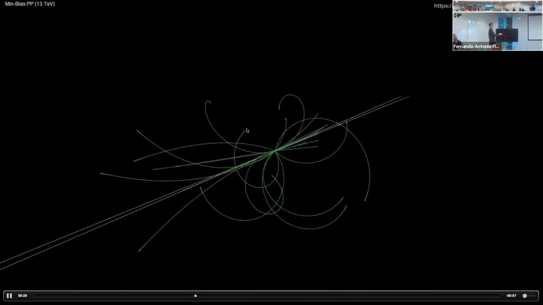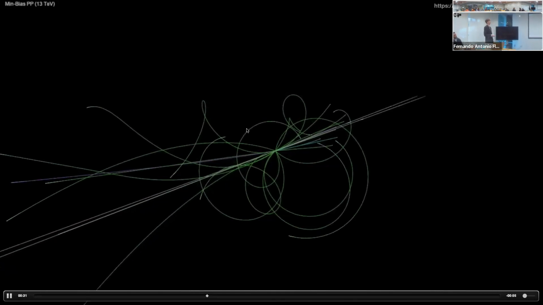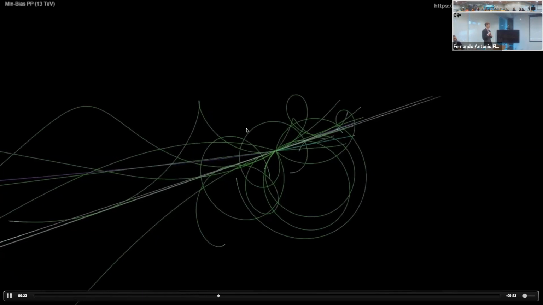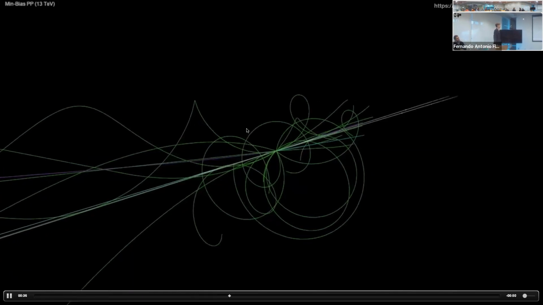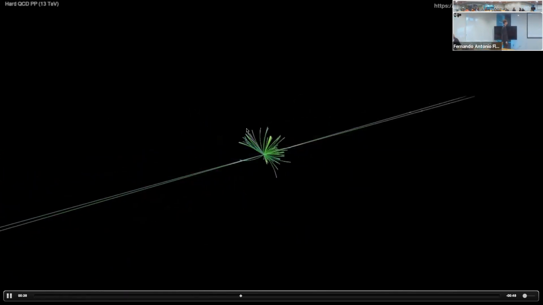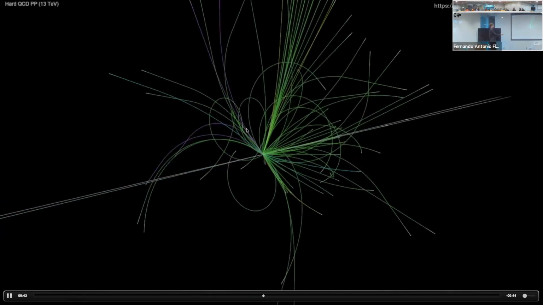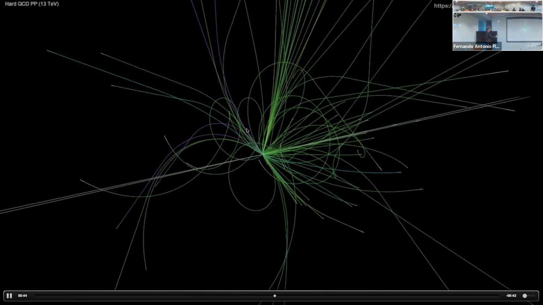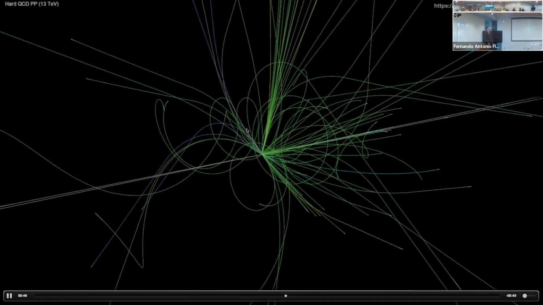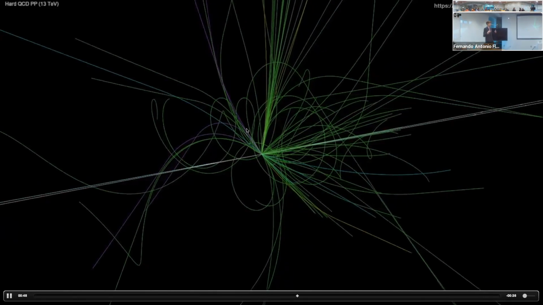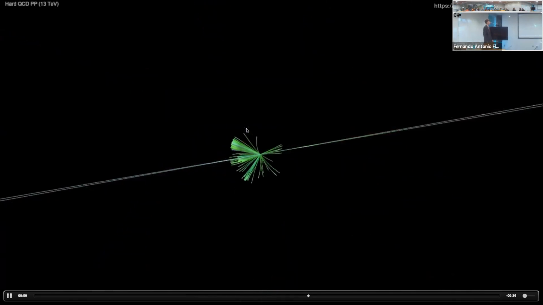So these are proton-proton collisions. But sometimes you have proton-proton collisions that have a little bit more interesting dynamics to them. For example, if there's a very hard momentum transfer, you can get a spray of particles all going in one direction like this. This is known as a jet. I'll talk about jets a lot more in this talk. And so this is what happens when you have a very large momentum transfer in a proton-proton collision.